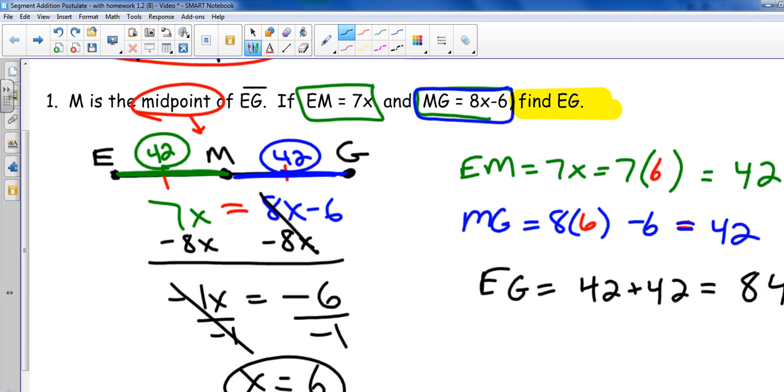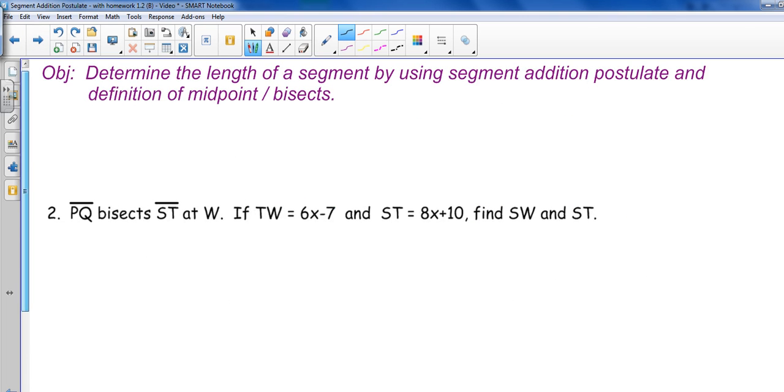If you got that a little quicker, that's great. The other way you can do it is just add them up right here, and we're getting 84 for the length of EG. Pretty simple. I like those ones where you can just set things equal, don't overthink them. If you have the two parts, set them equal to each other. Let's look at one more example.